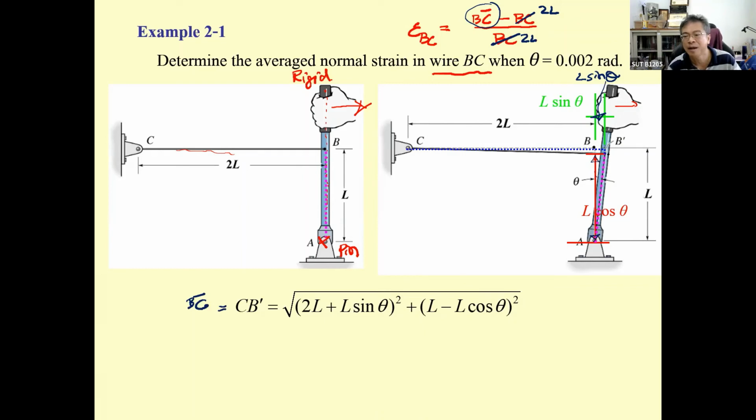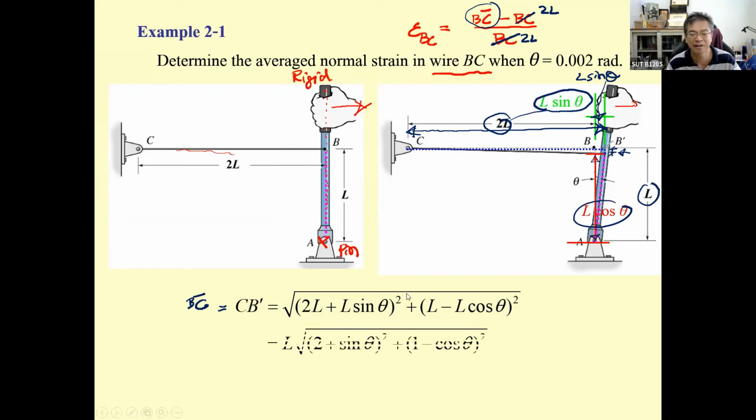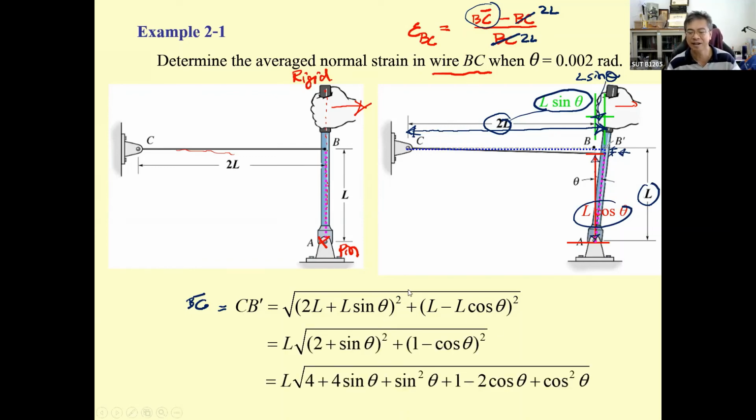It's going to be the length here squared plus the length here squared. So the first one is going to be 2L plus L sine theta, and then you get this length squared. And for this one, this is L, this is L cosine theta. So this one is L minus L cosine theta squared. So you just expand it to be this equation.